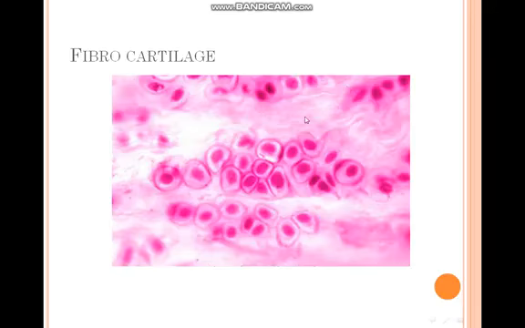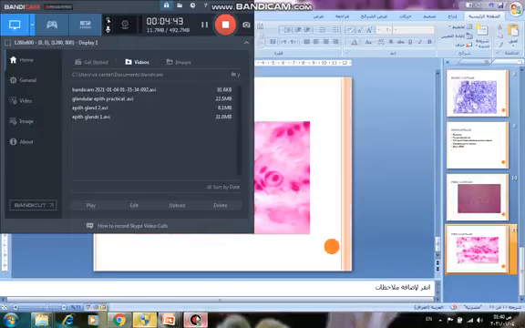In higher magnification, we can see the dense collection of collagen fibers found between the clusters of chondrocyte cells. These chondrocytes are found in the form of rows of cells separated by bands of connective tissue, which is mainly type 1 collagen fibers. This type of cartilage is considered an intermediate stage between the hyaline cartilage and dense connective tissue, and is found within the intervertebral disc. These slides are stained by H&E stain, and thank you.